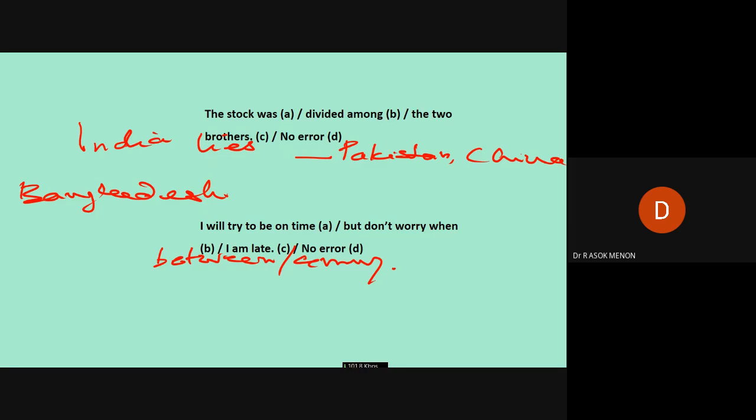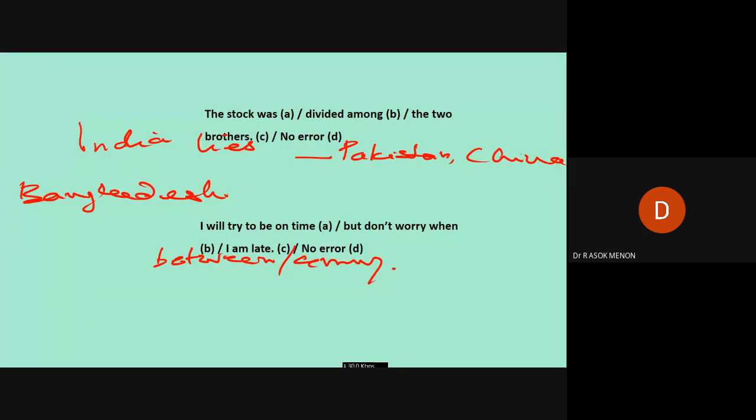Then the next one. I will try to be on time, but don't worry when I'm late. Which part contains a mistake? B. Don't worry when. Almost all of you say it is B. Yes, your choice is correct. It should be corrected as don't worry if I am late.